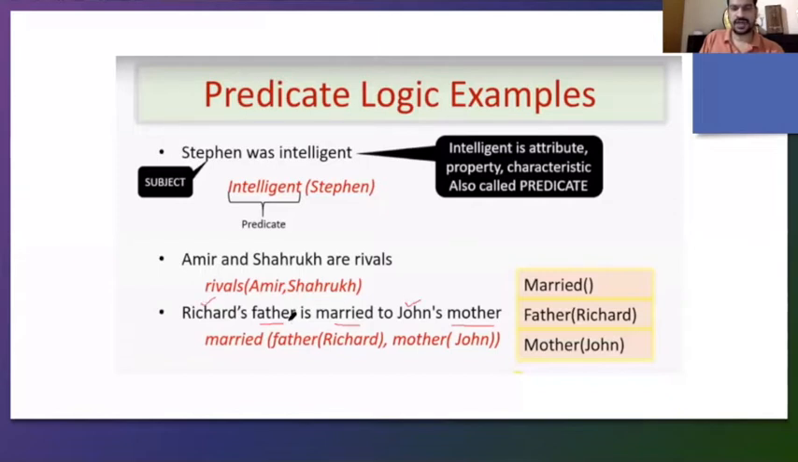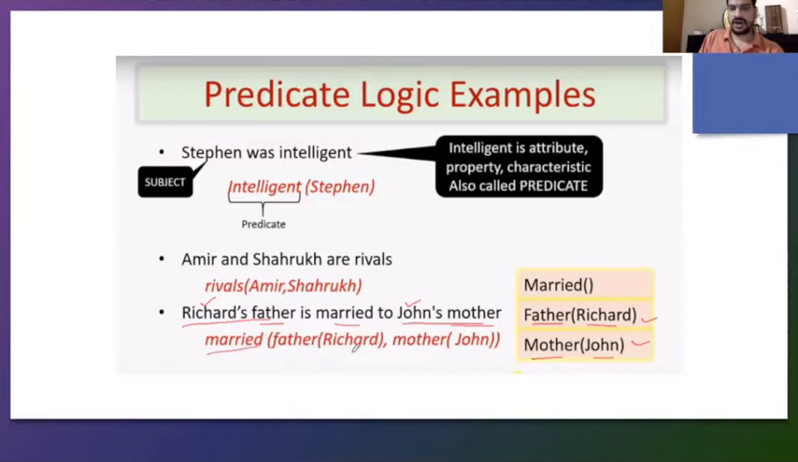So if you simplify it, how can you write John's mother? You can write mother and in brackets you write John. So you can say that John's mother. Now, Richard's father, how can you write it down? You write the predicate first, which is father, and the subject here is Richard. So Richard's father and John's mother we have written in this form. Now the next predicate is married. So married means who is married? These two are married to each other. So we'll write the predicate here, married.